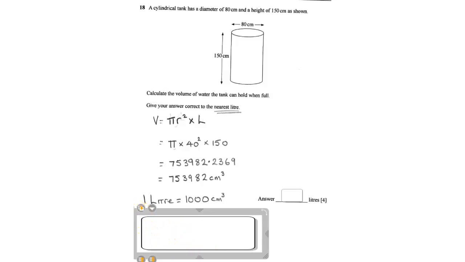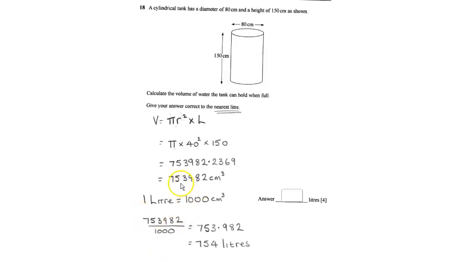So for the next step, you can see that it's centimetres cubed here, and you're dividing that by 1,000 to get how many litres that is. So it's 753.982 litres, which, because it says correct to the nearest litre, we now round up to 754 litres.